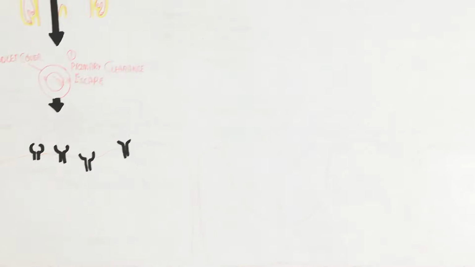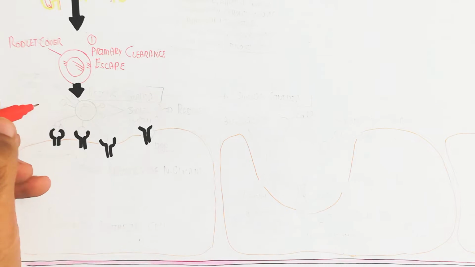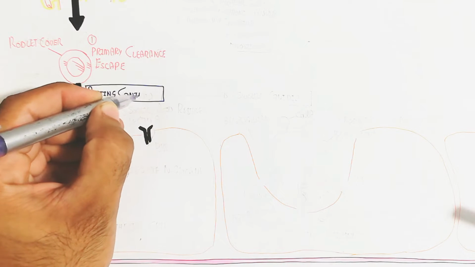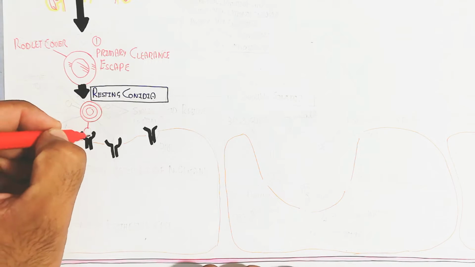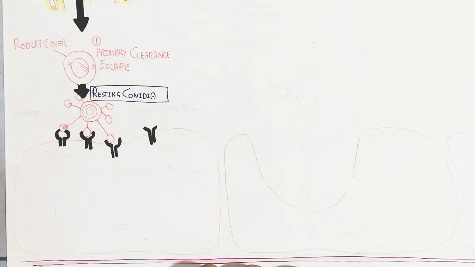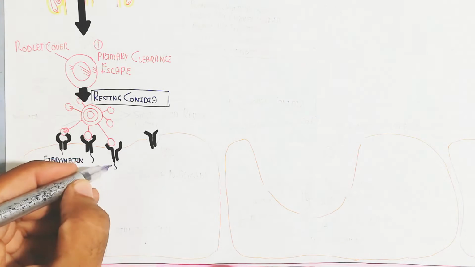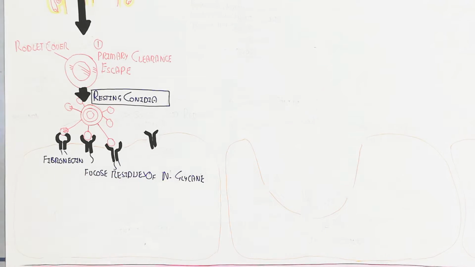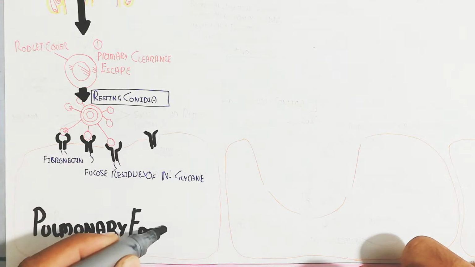The alveoli contain the pulmonary epithelium and the blood circulatory system. Here is a rodlet cover containing the spores, known as conidiospore. When the primary clearance is escaped, the sialic acid residue and lactic acid residue will bind with a specific receptor present in the pulmonary epithelium, if the macrophage does not work, if the immunity is weak, or in HIV disease.